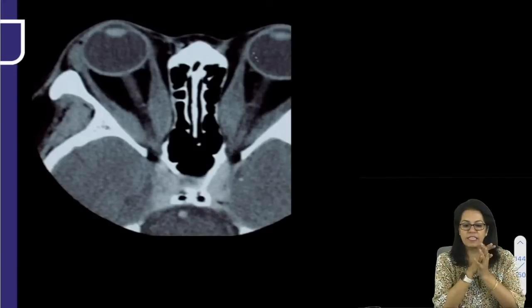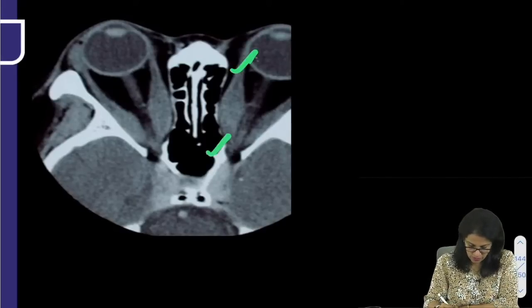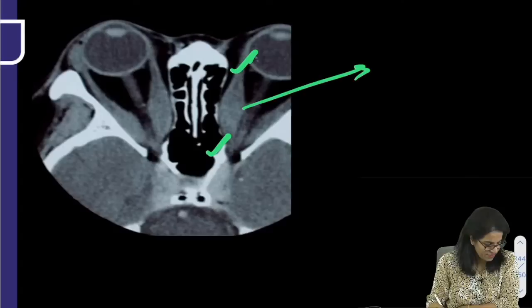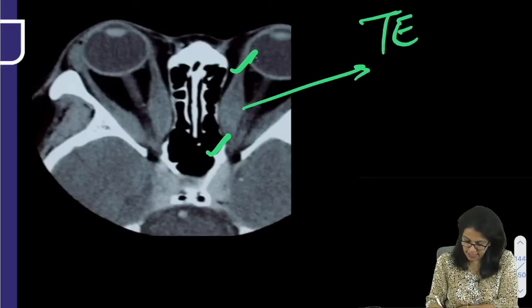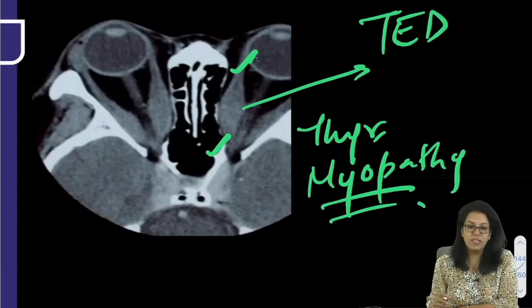Answer karo, I am waiting for this one. What is the finding? Can you see the tendons are spared here and only the belly of the muscle is involved? Very good. Awesome. This is thyroid eye disease. You are looking at thyroid myopathy. How do you see that? That generally it is only the belly which is involved.